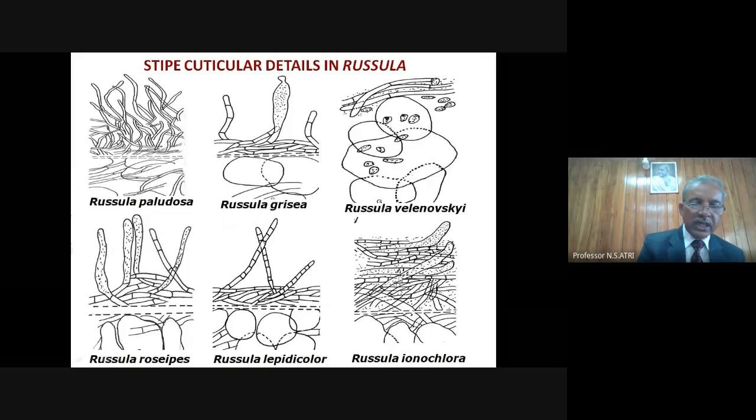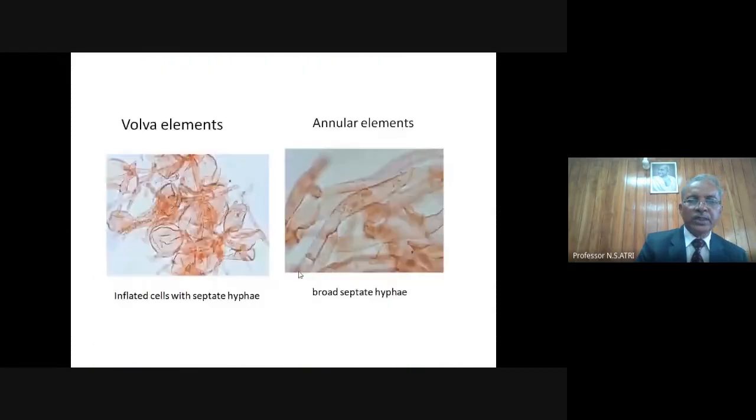So these are the characters, from our own specimens which we have collected, investigated, and worked out, and are presenting here. Even the annulus and the volva, the tissue of the annulus and volva, offer you interesting characters. Many of them may have cellular elements within the volval or annular wheel. You may have only hyphal elements.